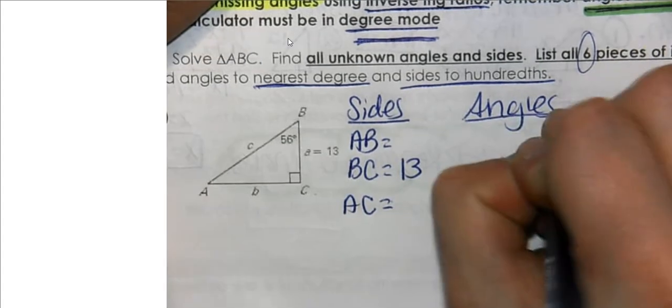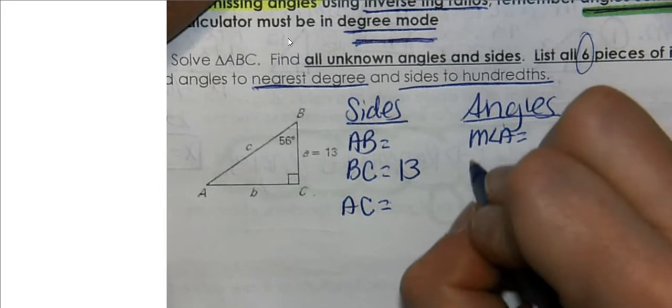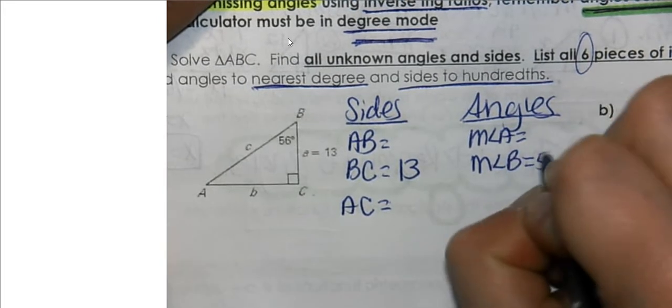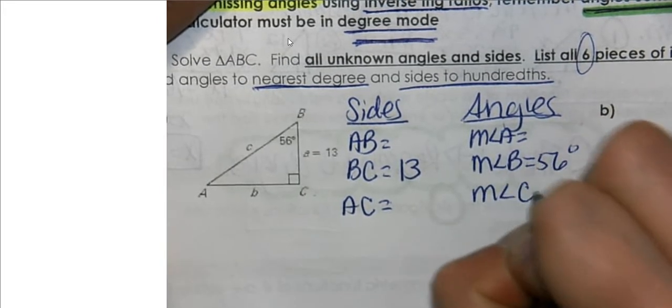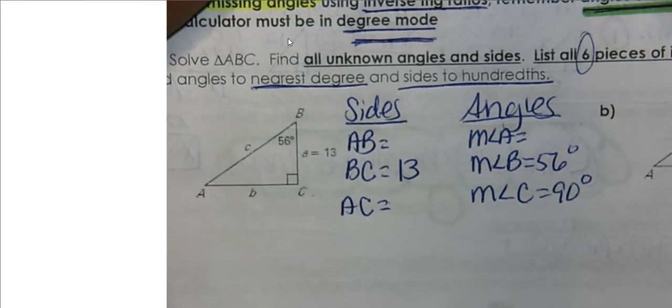When it comes to angles, I have the measure of angle A, which I do not know yet, the measure of angle B, which is 56 degrees, and the measure of angle C, which I can see there's a 90-degree angle symbol there, so I know 2 out of my 3 angles.